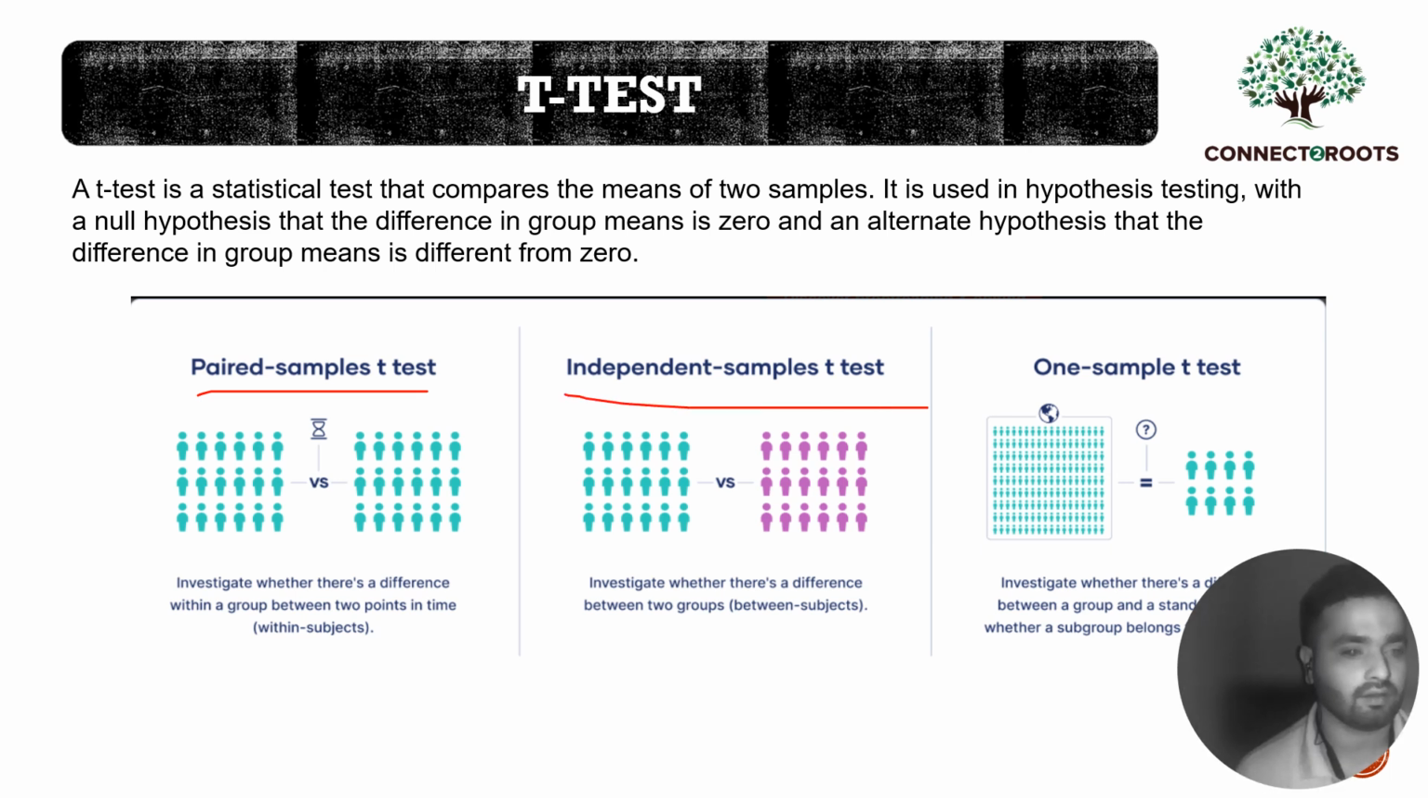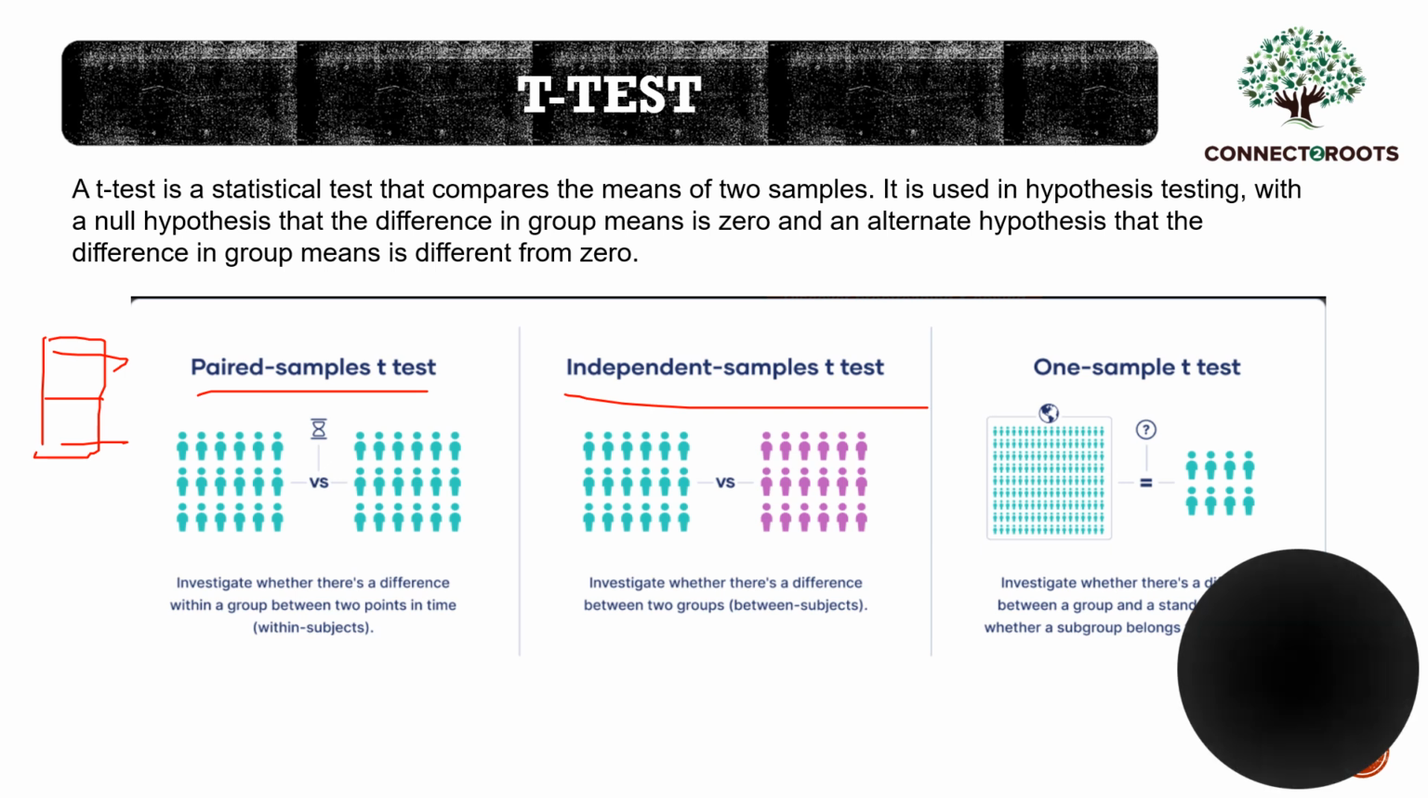So paired t-test is when we want to investigate whether there is a difference within a group. If you have a group of students in your class, what is the diversity in that class? Some people may be from the south, some people may be from the north. So it's just checking what the differences are within a class.